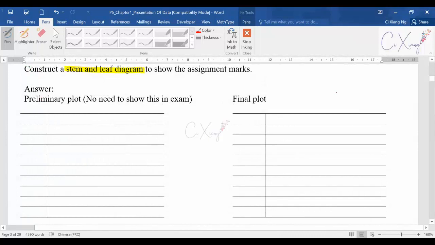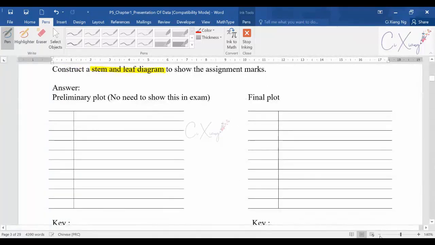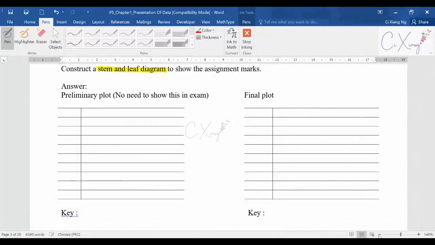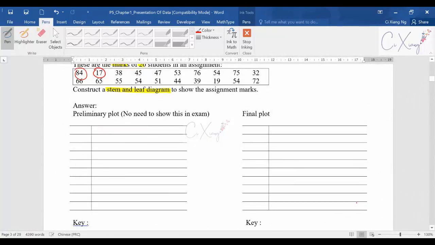Maybe I try to make it smaller so that you can see everything. The smallest number is 17 and the largest number is 84. Generally, for a stem and leaf diagram, you draw a line, then the stem on the left hand side, and after that you have the leaf on the right hand side. This is how you set up a stem and leaf diagram.